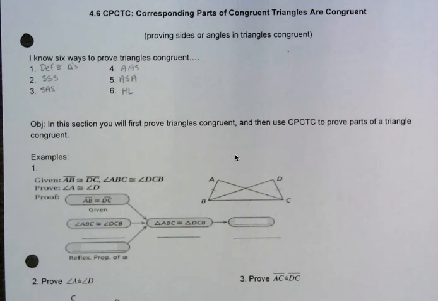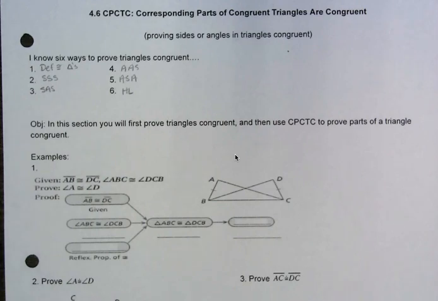So if you're given that two triangles are congruent, you can assume that all their corresponding angles and all their corresponding sides are congruent. It's essentially like the converse of the definition for congruent triangles. So we're going to use this one to prove parts are congruent.